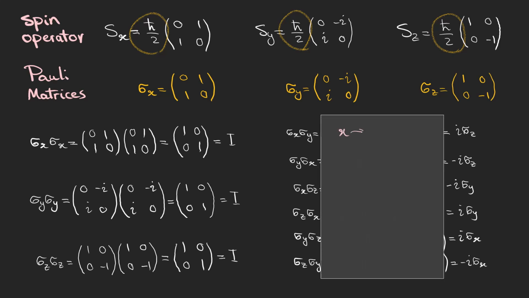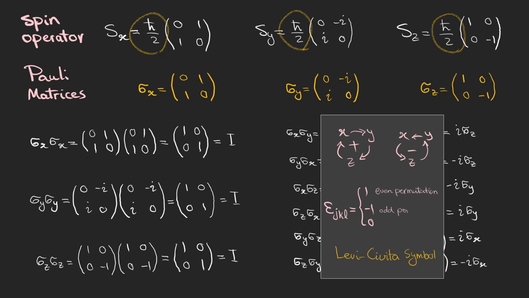If the order of multiplication is like this, we get a positive i as coefficient for the other matrix. This is an even permutation. And if the order of multiplication is opposite, we get a minus i as the coefficient, and this is called an odd permutation. We can show this permutation with this symbol, which is called the Levi-Civita symbol.